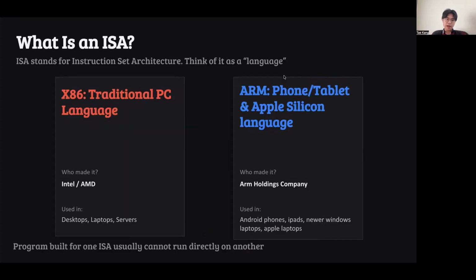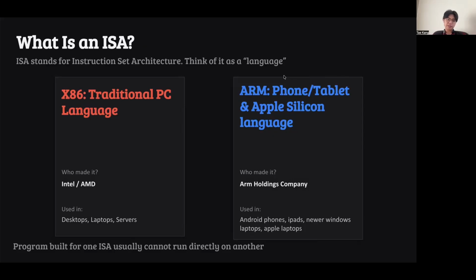So first, we're going to talk about ISA. ISA stands for Instruction Set Architecture. You can think of it as the language a computer speaks. x86 is the traditional PC language, and ARM is the phone, tablet, and Apple Silicon language.